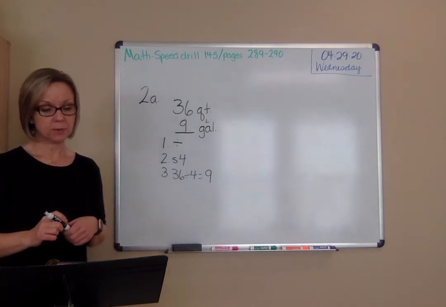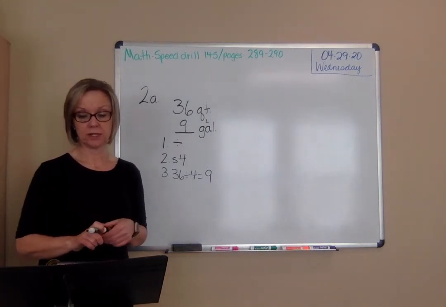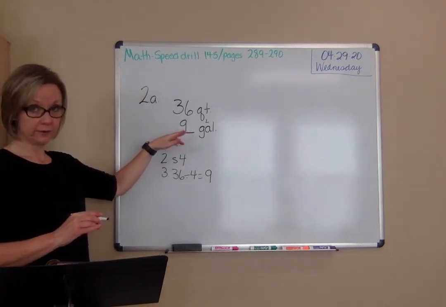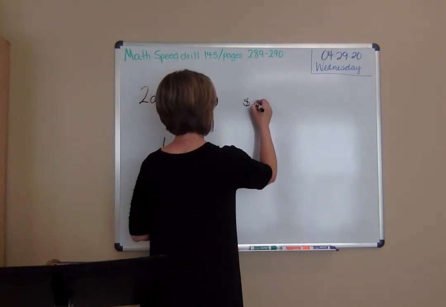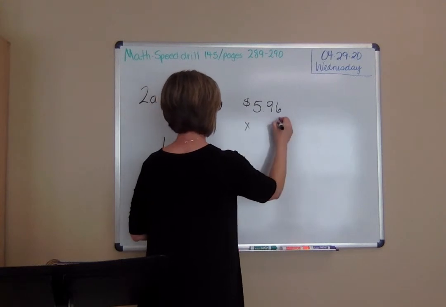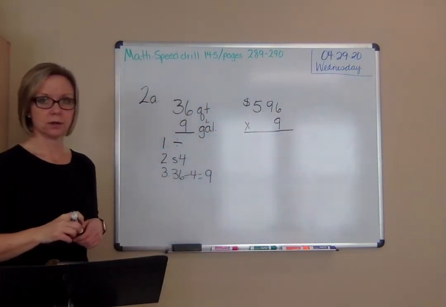Now it said, how much would 36 quarts of ice cream cost at $5.96 per gallon? So how many gallons do we have? We have 9. It's $5.96 times 9. That's correct. So I'm going to let you do that work there on your own.